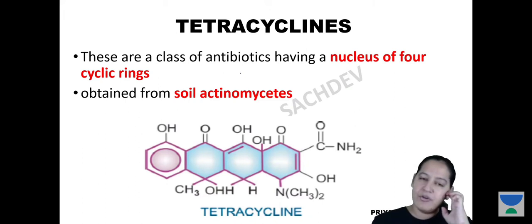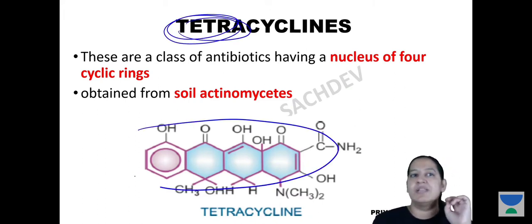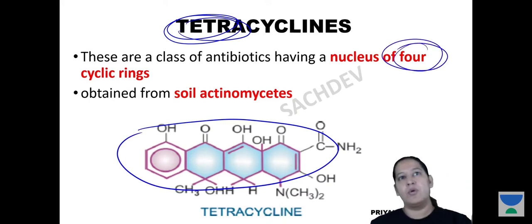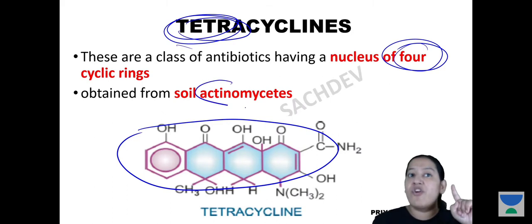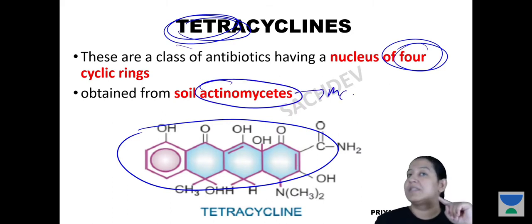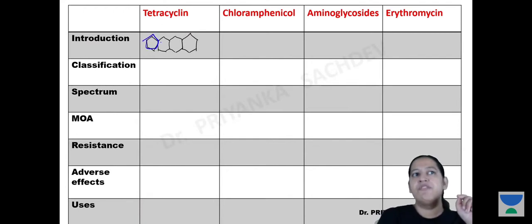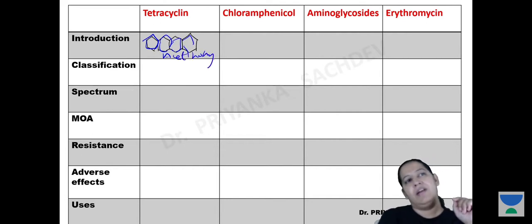So write in the introduction why tetracyclines are known as tetracycline: because in its structure it has 4 rings. 4 benzene rings are there. That's why it is known as tetracycline. It is obtained from actinomycetes. Again, an important MCQ. So write down in the introduction, draw the 4 rings here. It is known as tetracycline, and write here actinomycetes. It is obtained from actinomycetes. Introduction is over.